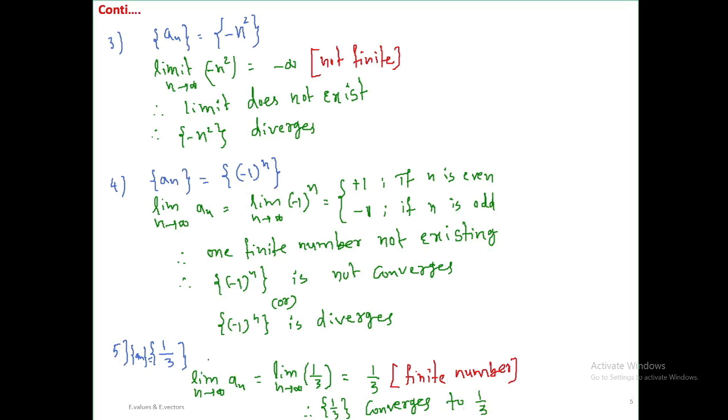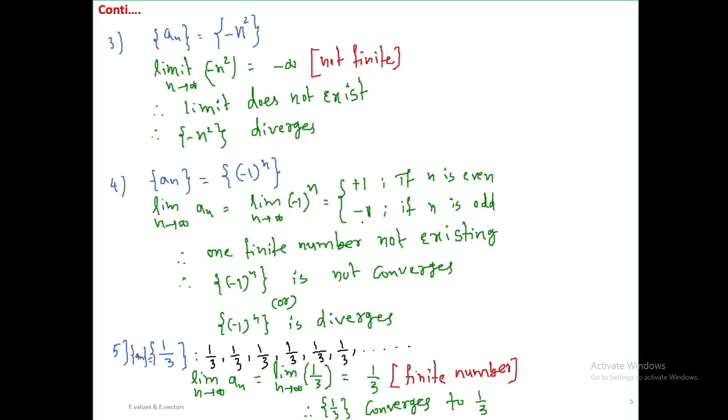So indirectly, let me elaborate more. Can you guess the terms of this sequence? If n is equal to 1, it is 1 by 3. If n is equal to 2, again 1 by 3, because there is no n inside, right? n is equal to 3, again 1 by 3, n is equal to 4, again 1 by 3, n is equal to 5, again 1 by 3, like that. So at each and every index the number will be 1 by 3 only. That's why as n becomes large, the number will be 1 by 3 only.